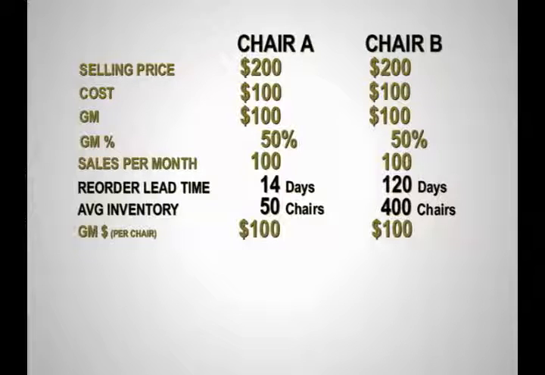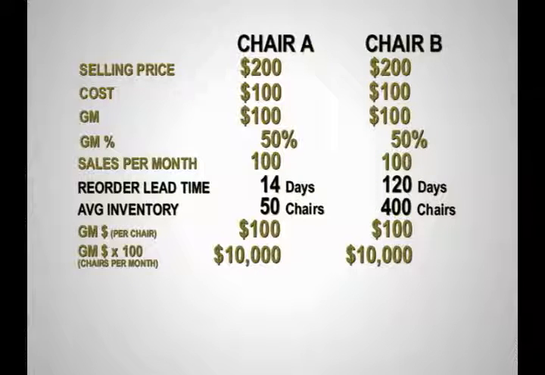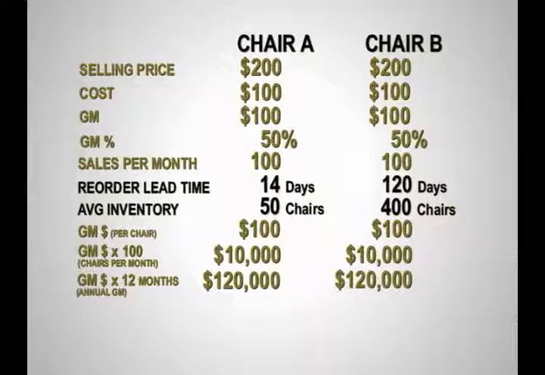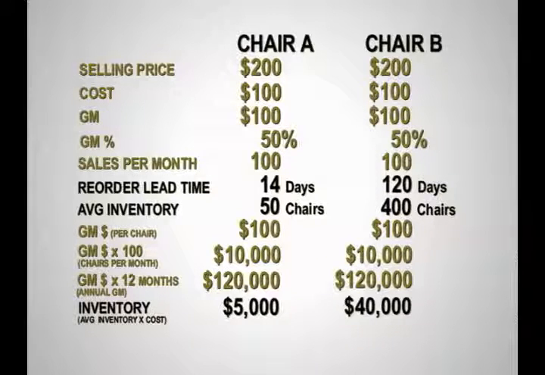The gross margin dollars per chair, the same. The 100 chairs per month, the same. During the 12-month period, the same. The average inventory times cost: $5,000 for chair A, $40,000 for chair B. So your GMROI on chair A is $24. On chair B, it's $3. Which chair do you want to be working with?